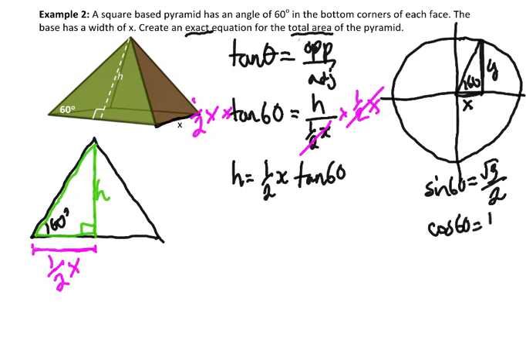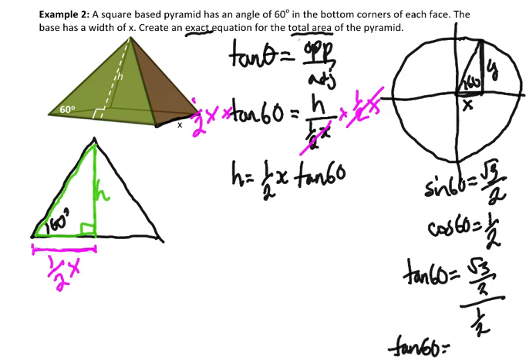Cos of 60 is 1/2, and tan of 60 is the sine of 60, which is root 3 over 2, divided by the cos of 60, which is 1/2. You're going to want to flip that bottom fraction and multiply. That'll give you tan of 60. It's actually just equal to root 3, right? The 2 here will cancel with the 2 there when you do the multiplying by the reciprocal. So just to refresh our memory of special angles, tan of 60 here is just root 3.